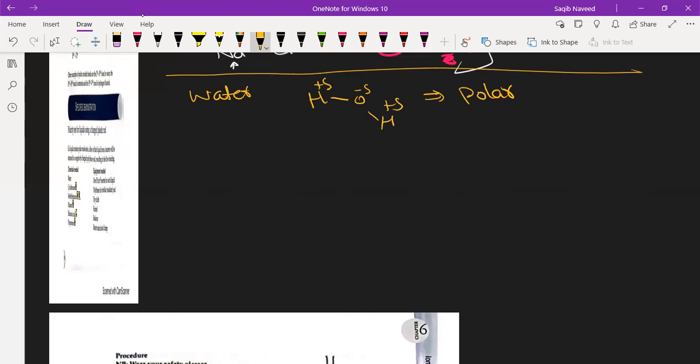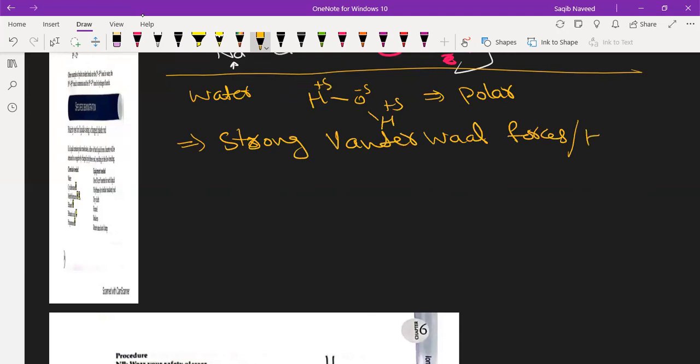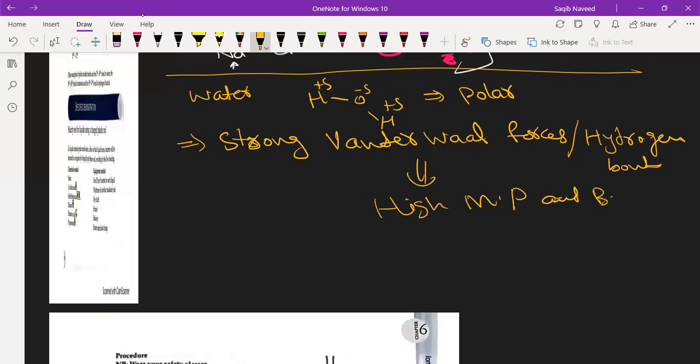Okay. So if the bonds are polar, they would have strong van der Waals forces. You may also say strong hydrogen bonding. As a result, they should have high melting and boiling points. High melting point and boiling point in polar bonds. Their bonds become stronger. Okay, got it?